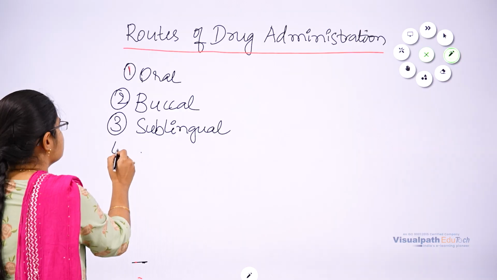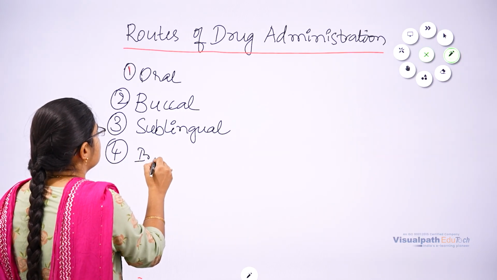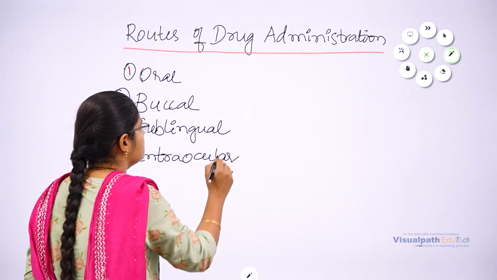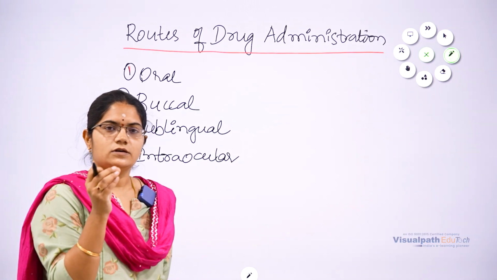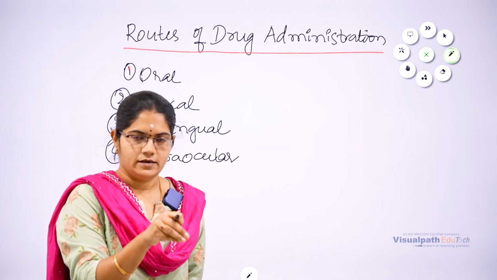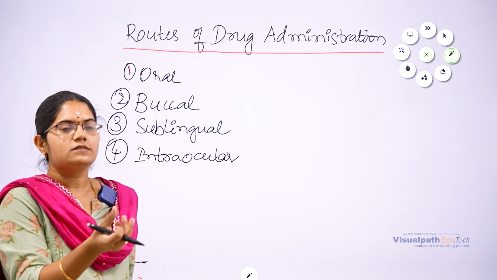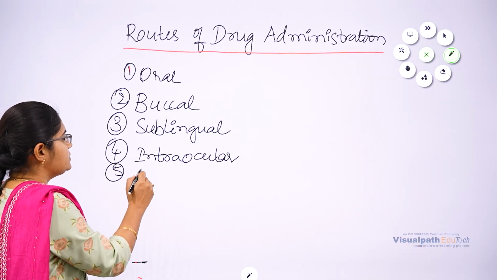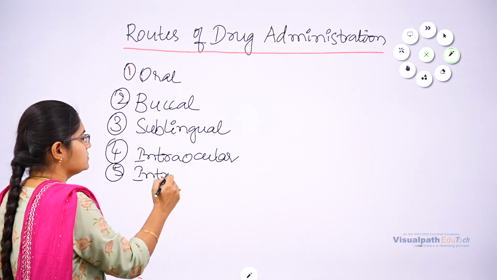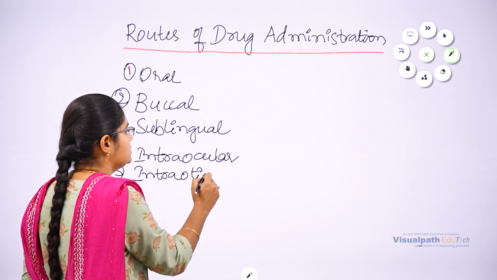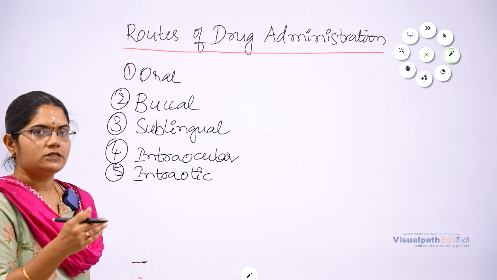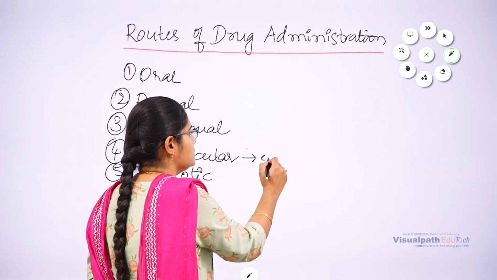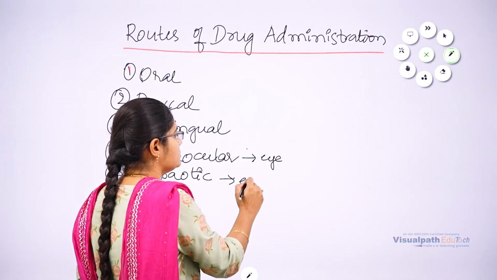The next is intraocular. Intraocular, the drug will be administered into the eye. That route is termed the intraocular route of drug administration. And the next is intraotic. Intraotic, the drug will be administered through the ear.